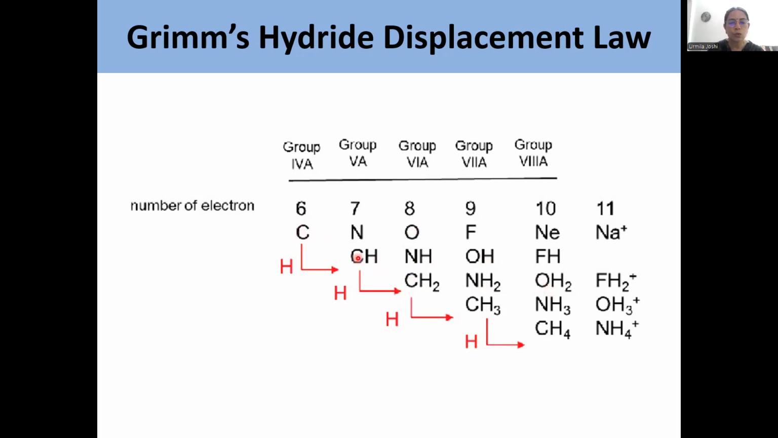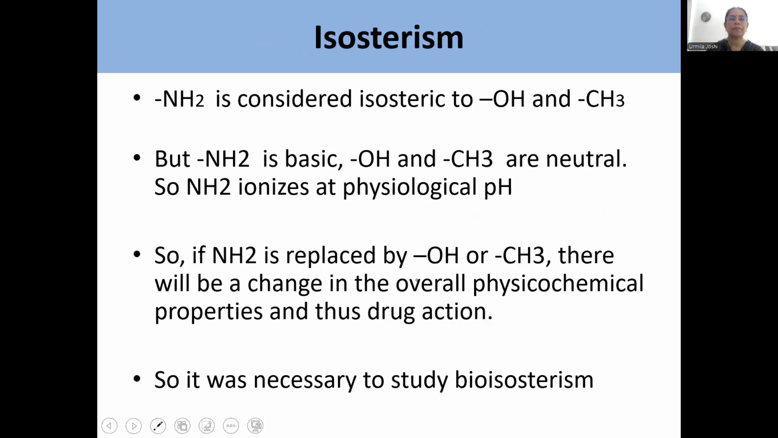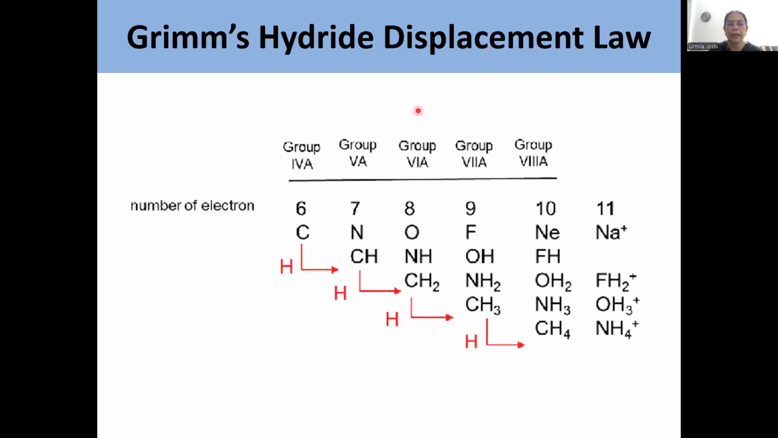So, these two are isosteres of each other, or CH2 and NH, they are isosteres of each other. Similarly, NH2 will be considered isosteric to OH and CH3. Have a look at it. This is NH. You add H to it, it becomes NH2. So NH2 is isosteric to OH or isosteric to CH3.